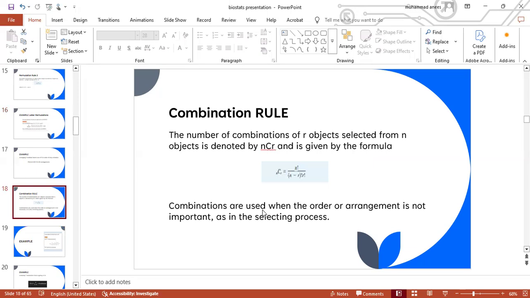Moving on to the combination rule, it is the number of combinations of R objects selected from N objects and is denoted by NCR, and the formula is given. One important thing about the combination rule is that it is used when the order or arrangement is not important, as in the selecting process.